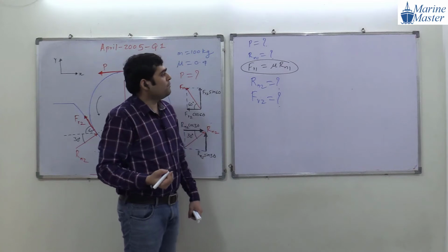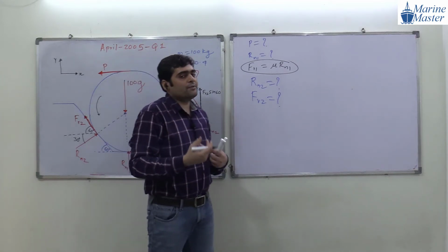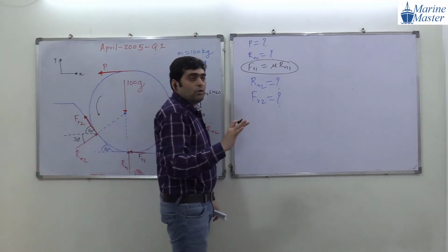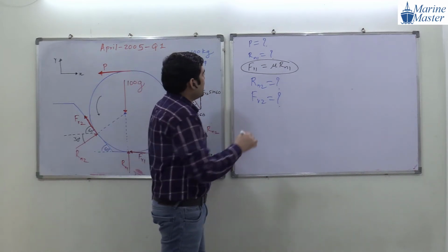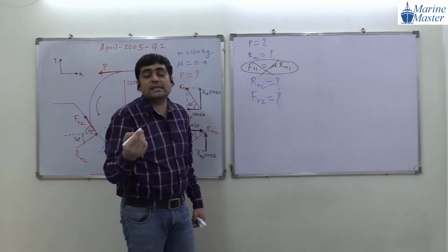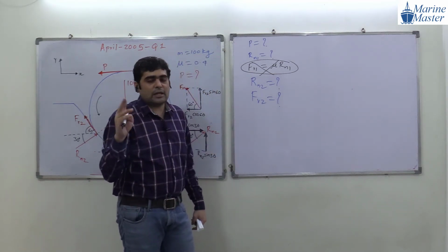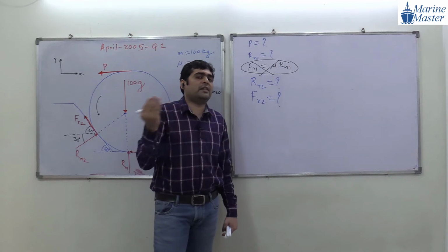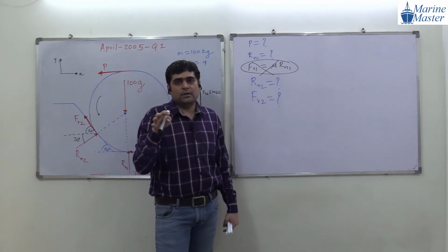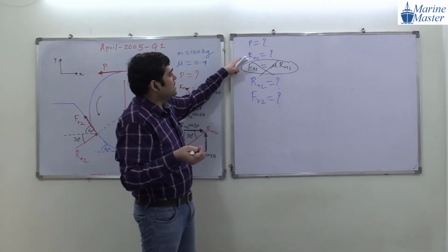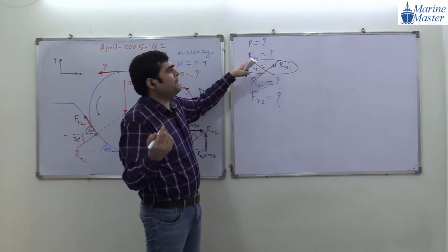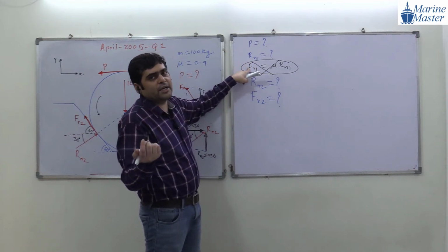Fr1 is what? Mu Rn1. Means if you get Rn1, by using Rn1 we can easily find out Fr1. So it is not an independent unknown. We will say independent variable. There are two terms: one is dependent variable, another is independent. So Fr1 is dependent on what? Rn1. If you get Rn1, then directly we will get Fr1. So Fr1 is not an independent variable.